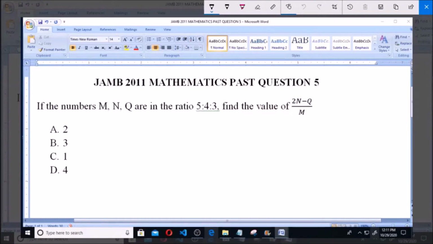I will be answering JAMB 2011 Mathematics Past Question 5. If the numbers m, n, q are in the ratio 5:4:3, find the value of 2n minus q all over m. A. 2, B. 3, C. 1, and D. 4.